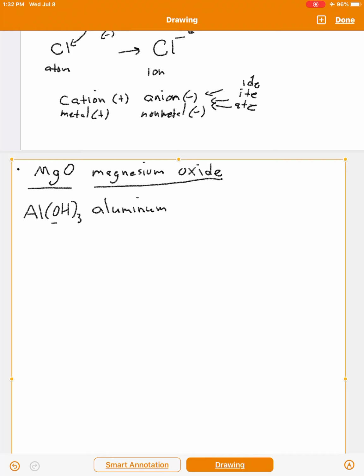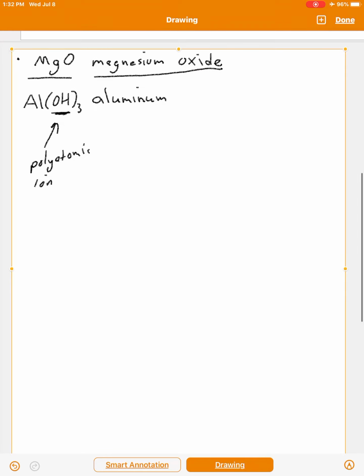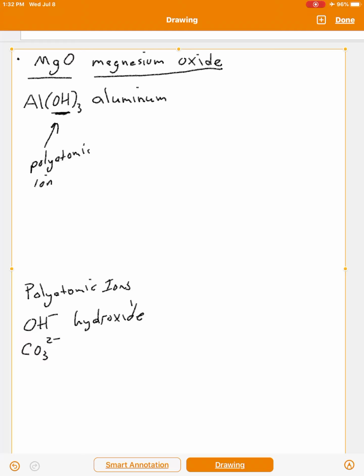Now, if you take a look at this, this is what's called a polyatomic ion. So unlike O for oxide, there's not one element, there's more than one element. So polyatomic ions, there's a few of them I'm going to list here. Your textbook has more. This is called hydroxide. Here's a few more. Carbonate.